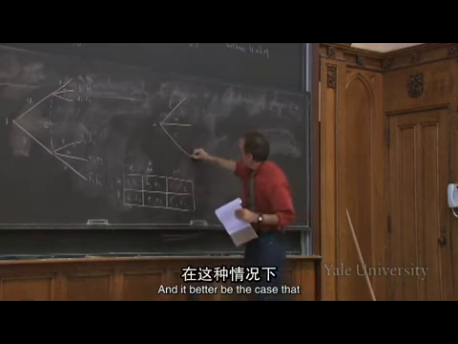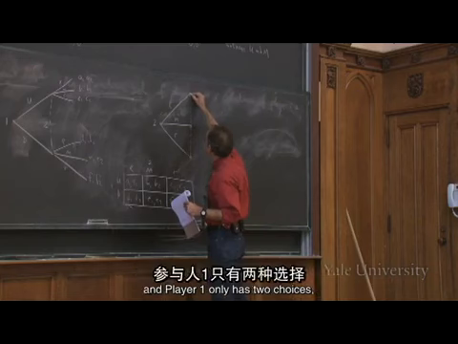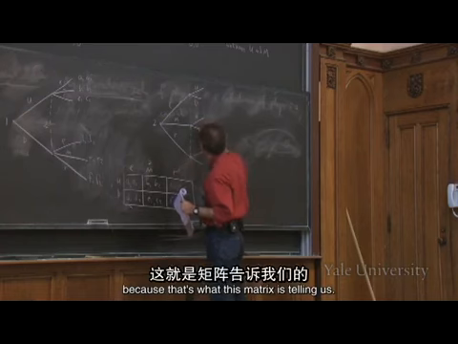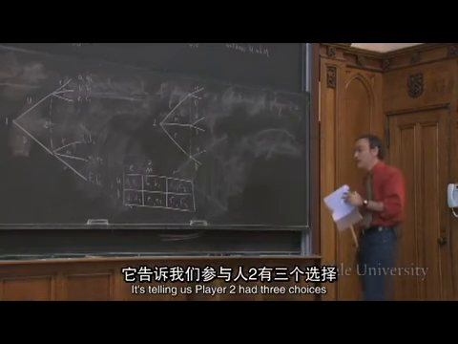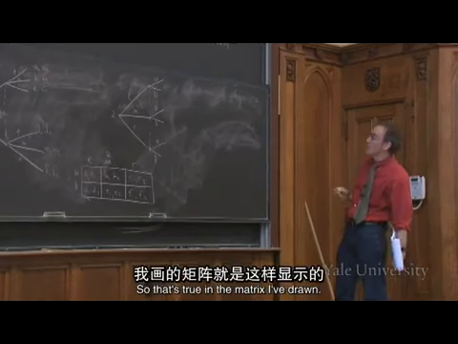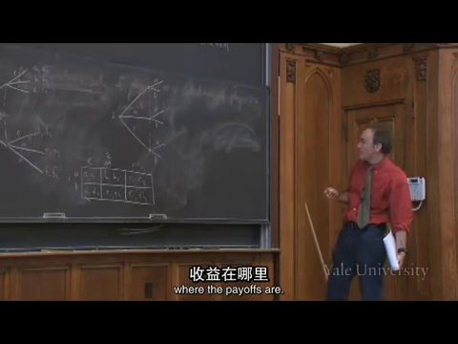And it better be the case that player 1 is in one big information set, and player 1 only has 2 choices, which we'll call up and down. All right, that's what this matrix is telling us. It's telling us player 2 had 3 choices, and player 1 had 2 choices. So that's true in the matrix I've drawn. And let's be a little bit careful where the payoffs are.